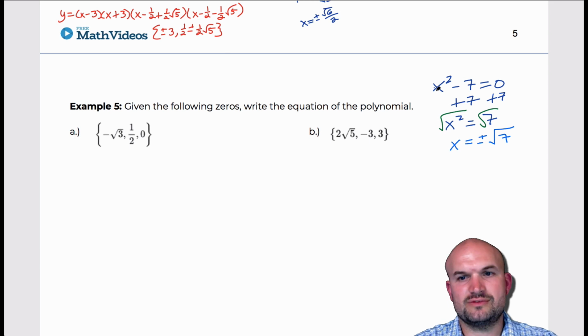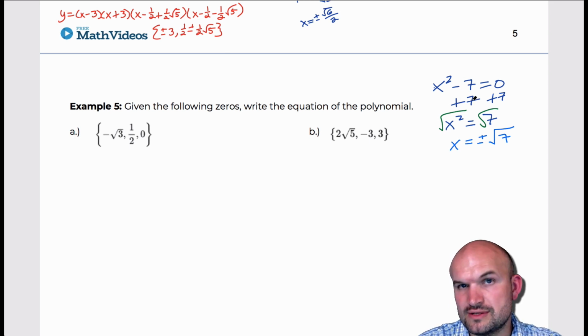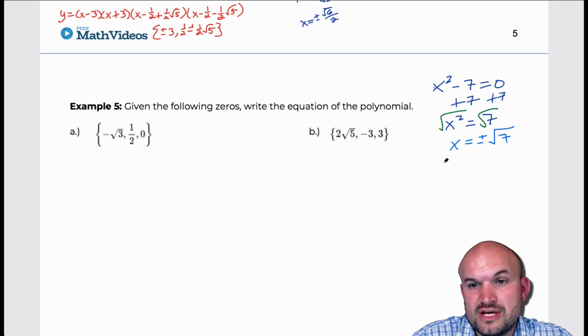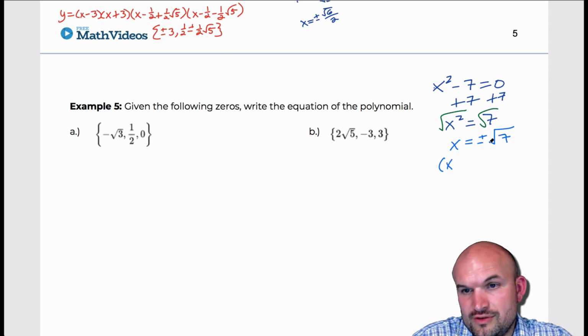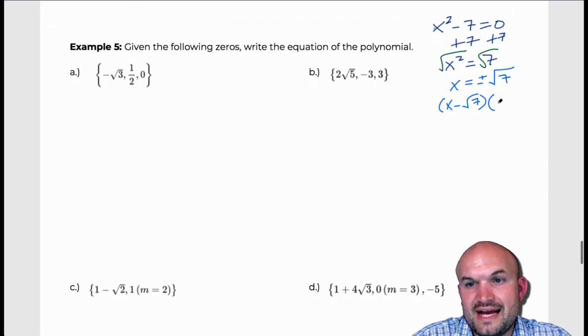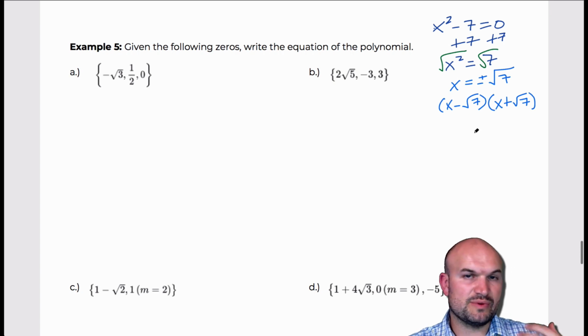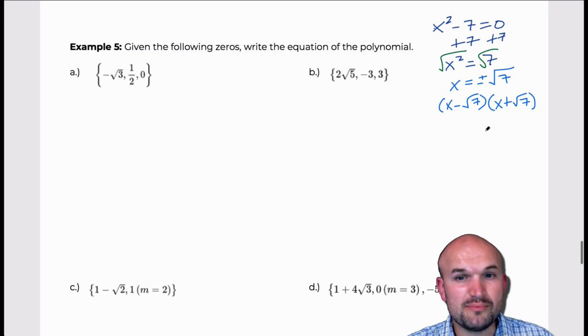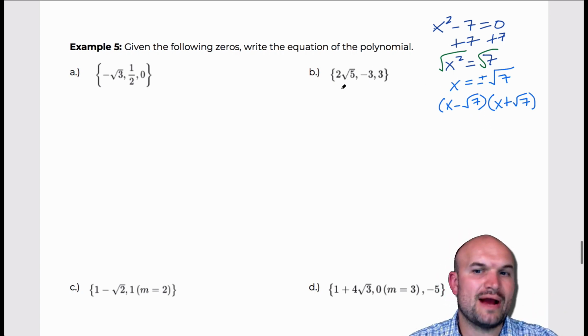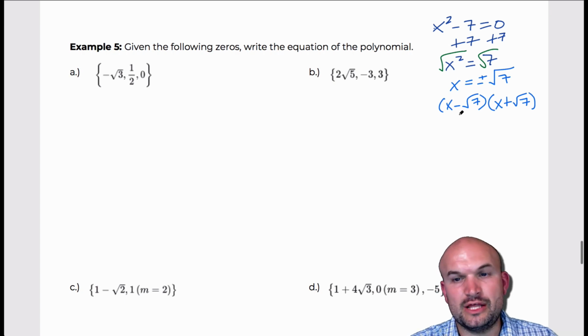And another way to look at this, what we talked about, this is a difference of two squares, but just across irrational numbers. So this could also be factored, or you could take the zeros and write them as the factors x minus square root of 7 times x plus square root of 7. So what we call this is the conjugate pair. And it's very important for us to understand that whenever you see one radical as part of a polynomial's zeros, the conjugate pair is going to exist.